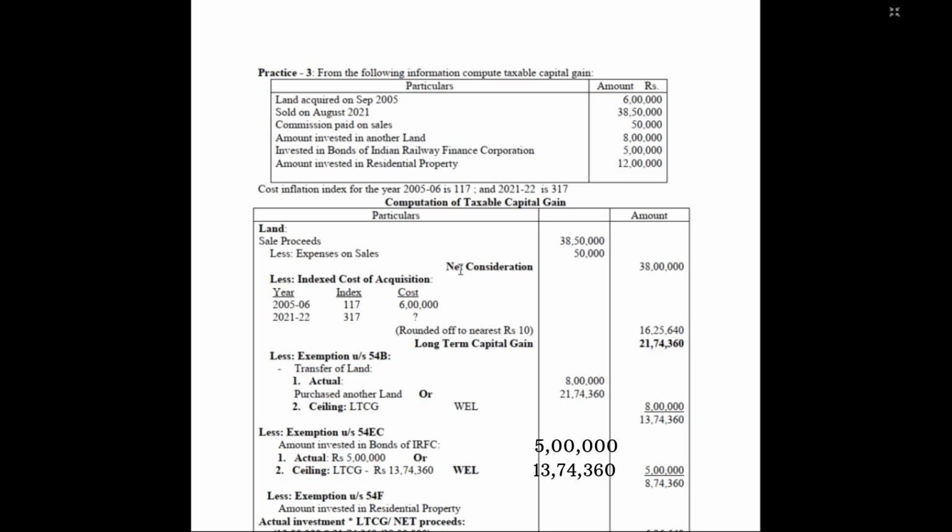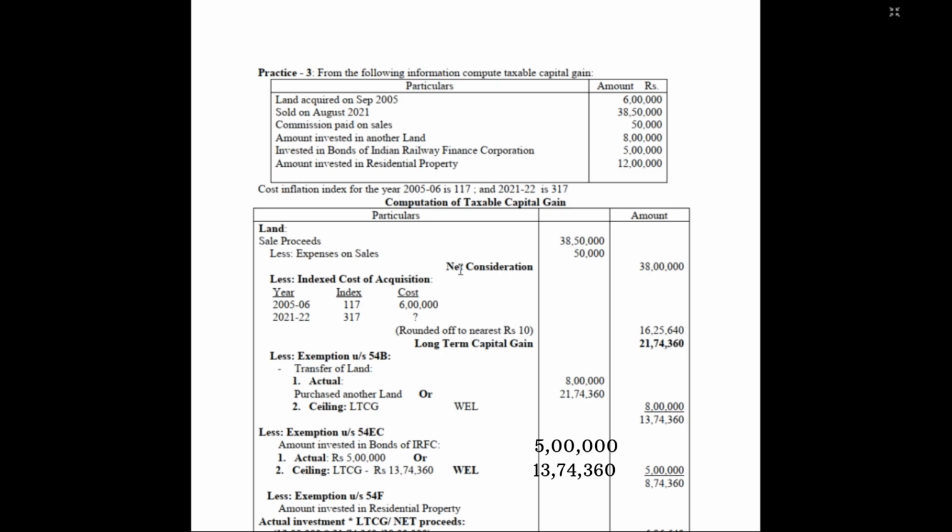Sold in August 21 for rupees 38,50,000. Commission paid on sales 50,000. Amount invested in another land. So it is a transfer of agricultural land, so we can claim exemption under section 54B. Next, invested in the bonds of Indian Railway. Amount invested in the bonds of IRFC, so we can claim 54EC. Amount invested in residential property by selling land, that is, the sale proceeds invested in the residential house property, means we can claim exemption under section 54F. So in this problem, we can claim exemption under section 54B, 54EC, and 54F. Let us watch the answer.